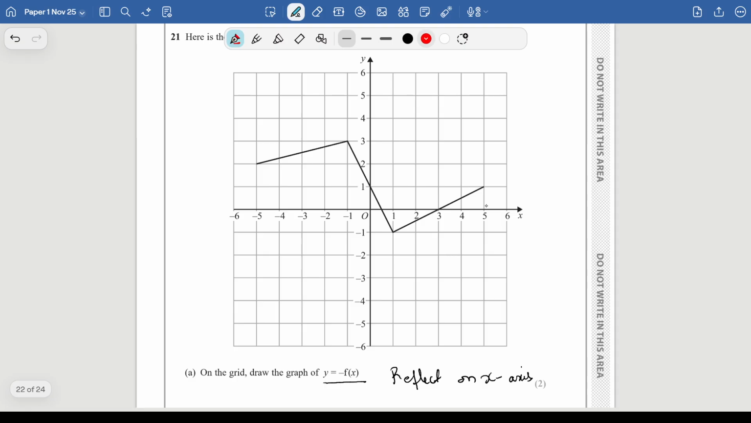So let me use another color here. This point goes in here now. This point goes up here. So 3 units up will be 3 units down here. And this point will be here. Now connecting all these points using a ruler. So that's a reflection. That's the reflected image of the graph.